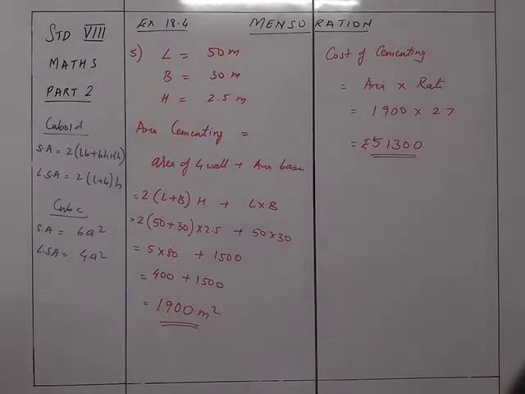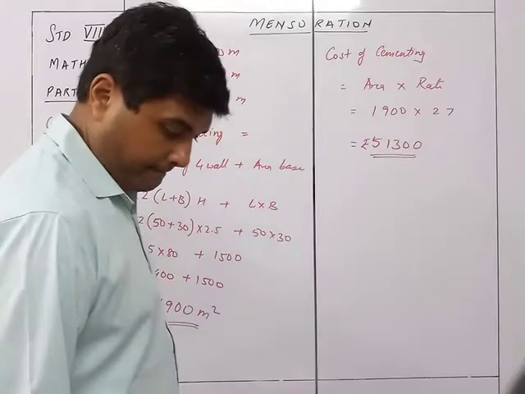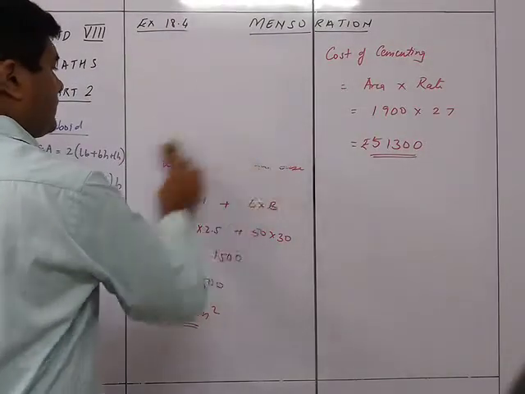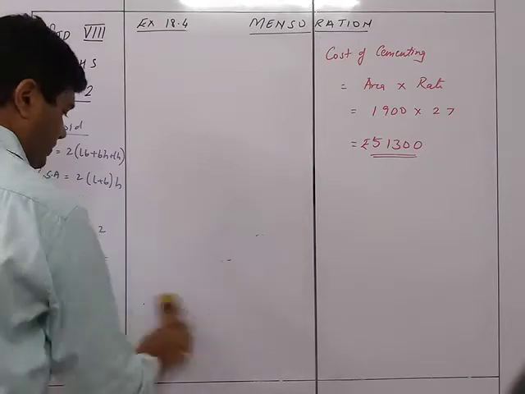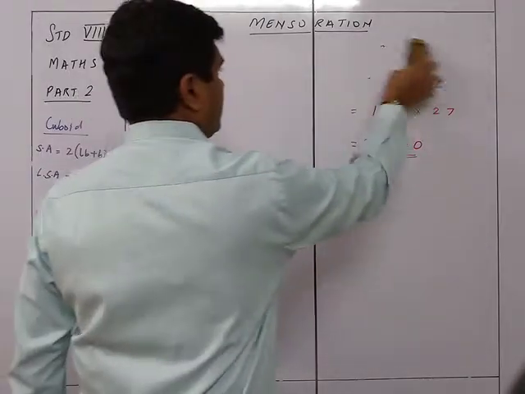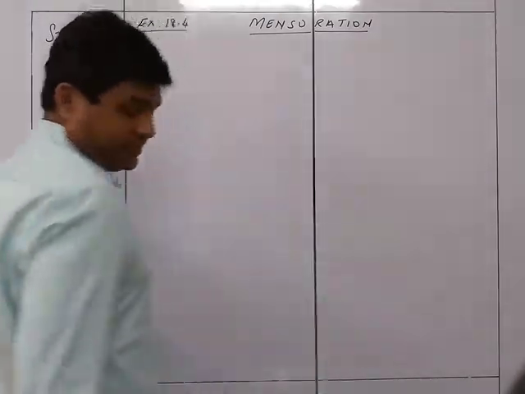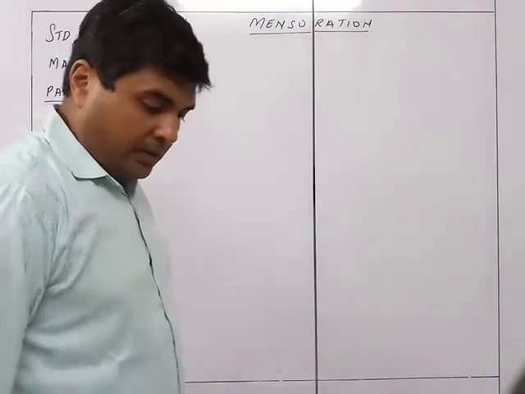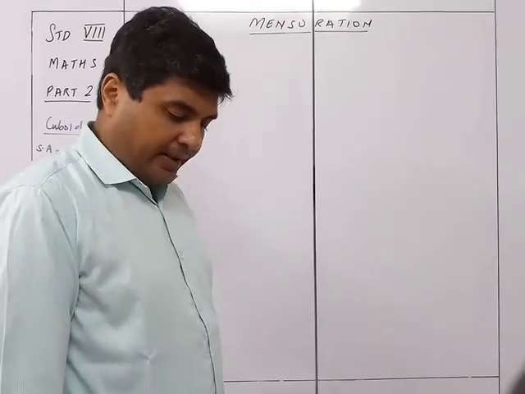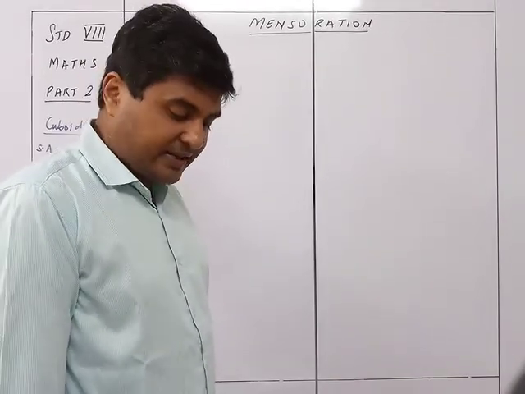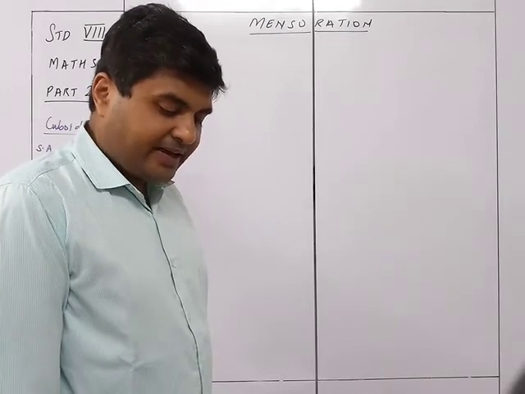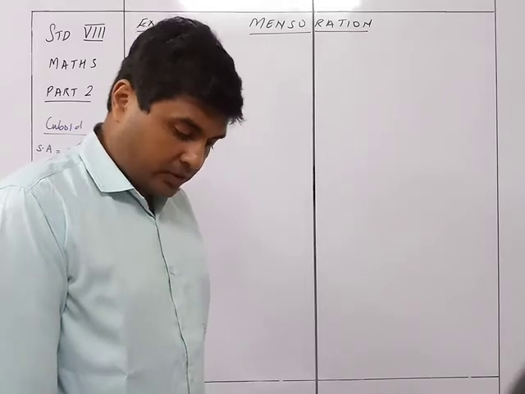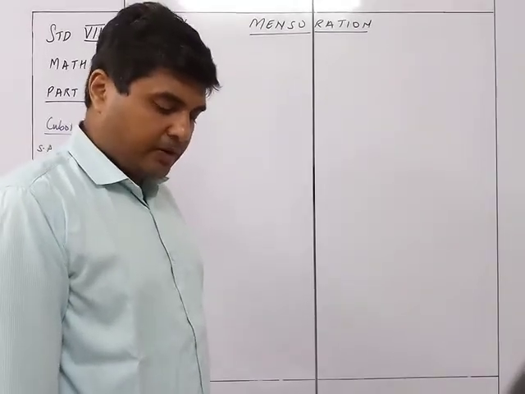We now move on to sum number 6. Moving to sum number 6. The floor of the rectangular hall has a perimeter of 236 meters. Its height is 4.5 meters. Find the cost of painting the 4 walls, doors and windows ignored, at the rate of 8.40 per meter square.